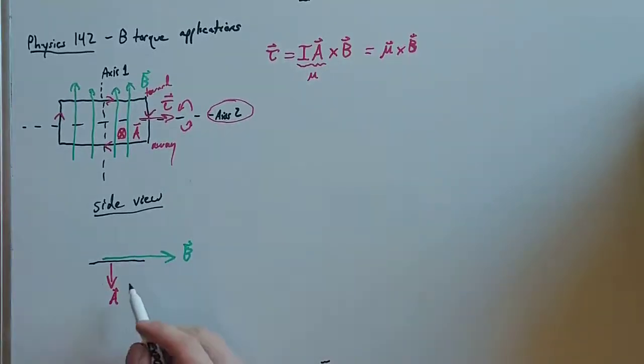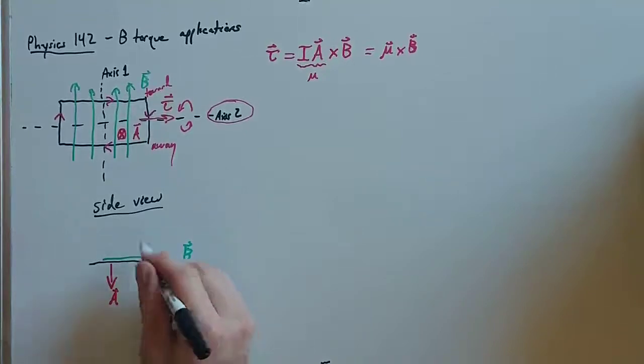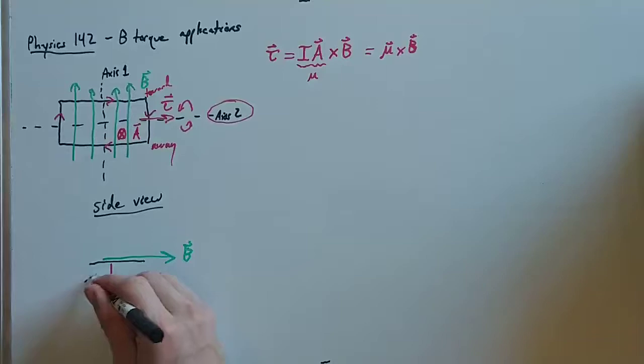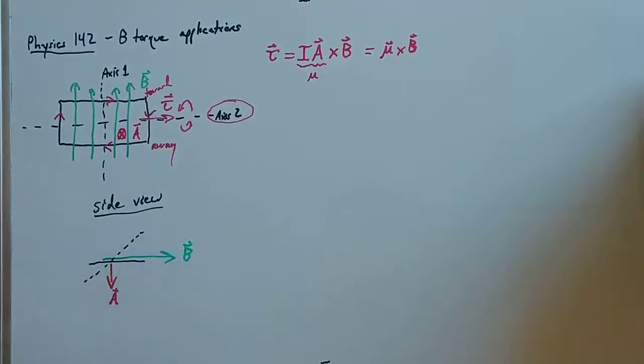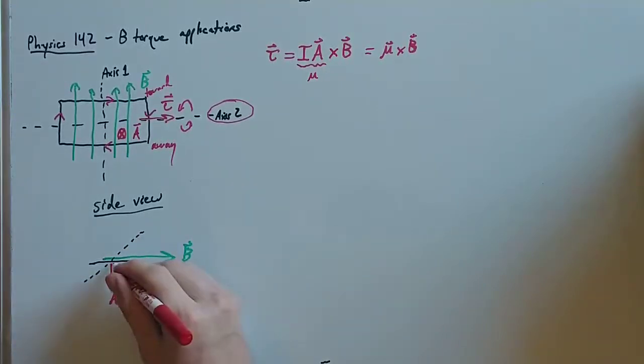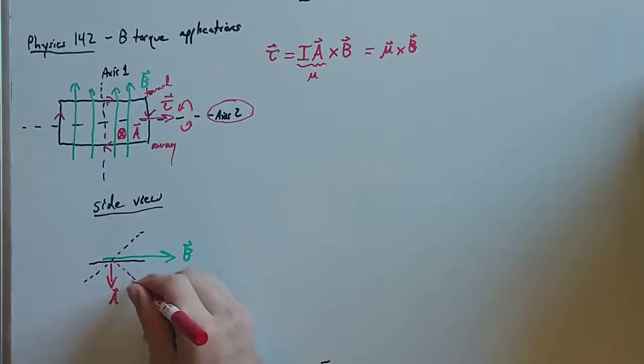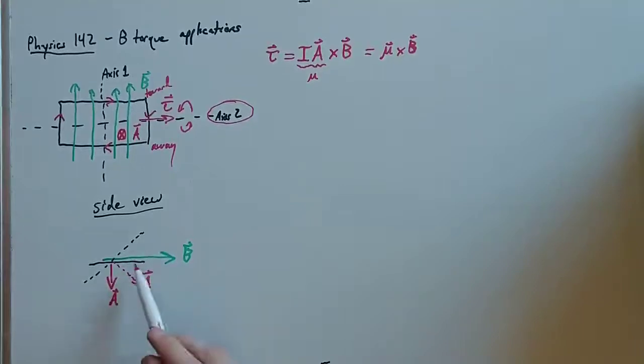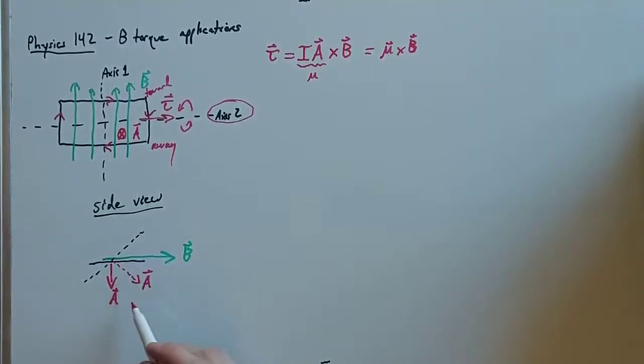Okay, well, now we know this is going to start rotating. This part starts rotating up, this part starts rotating down, and after a while, it'll have rotated a little bit like that. Now my new area vector is going to be pointing this way, and you can see that the angle between A and B is getting smaller. The angle between them is getting smaller.